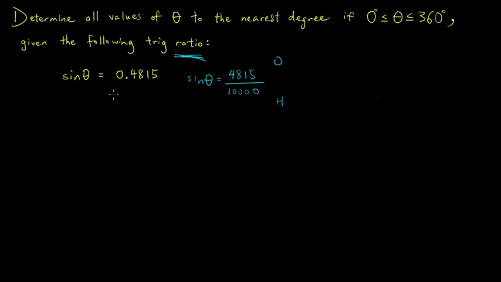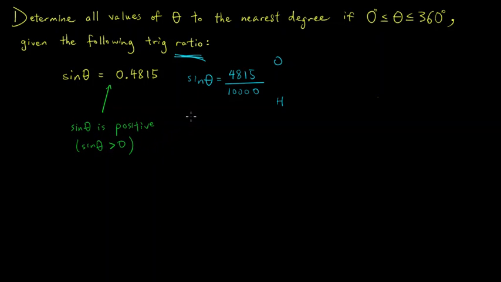So what's the sign of this ratio? If you just look at it up front, you see that there's no sign here, so it's positive. Sine theta is positive, or sine theta is greater than 0.